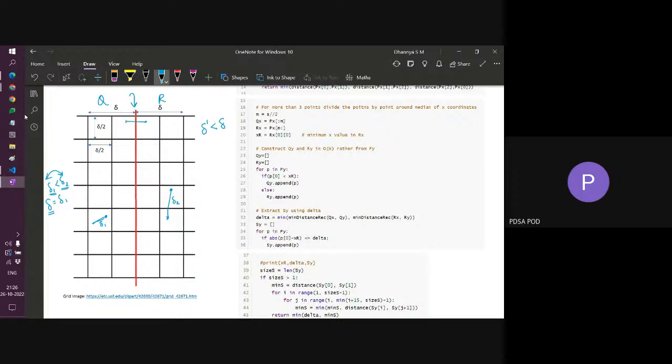Combining the solutions of the subproblem amounts to finding if there is any pair which crosses this line, that middle line, and the distance between which is smaller than this delta which I have got. Is this clear? Got it? No? So our aim is to find if there is such a pair.